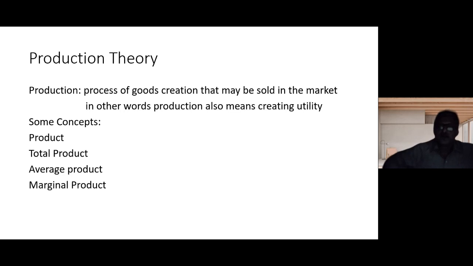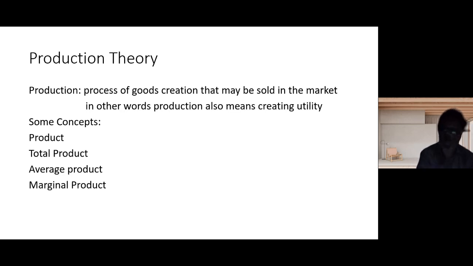So you can also say that production is actually creating utility for the consumer. Whenever we create utility for the consumer by producing either goods, commodities or services, we call that production is in place. So let's understand some of the important terminology related to production.